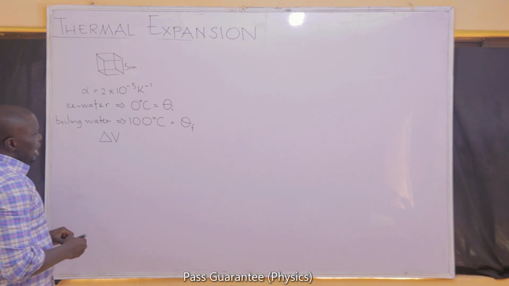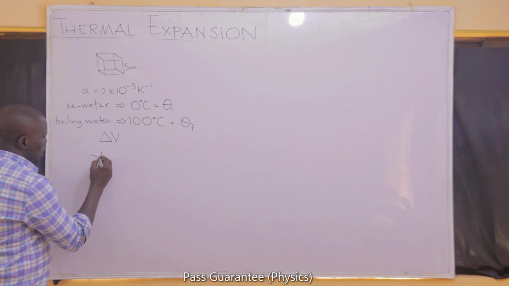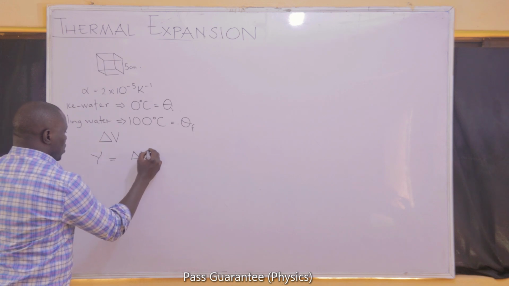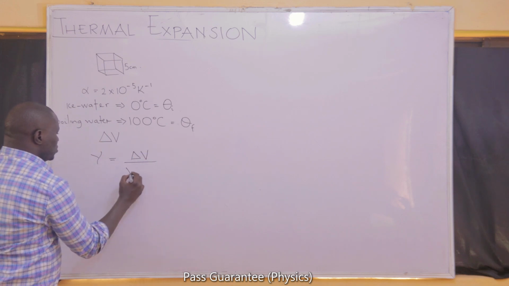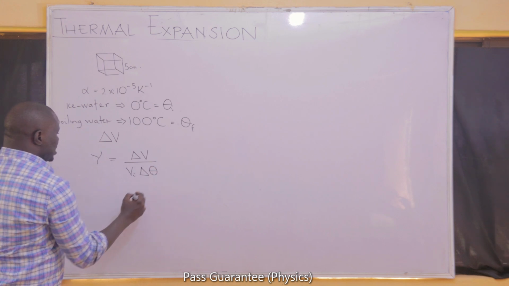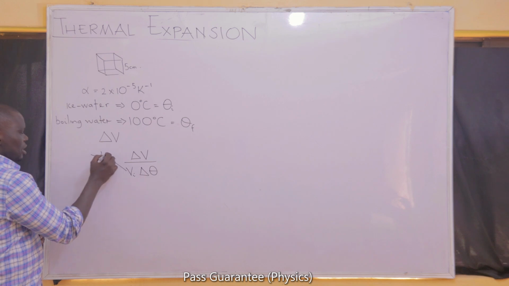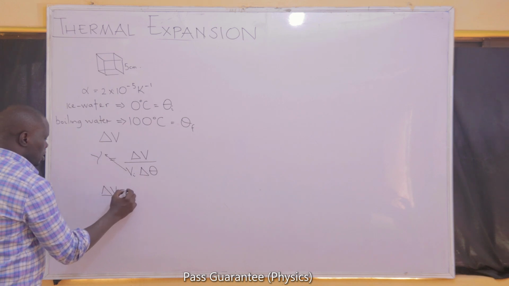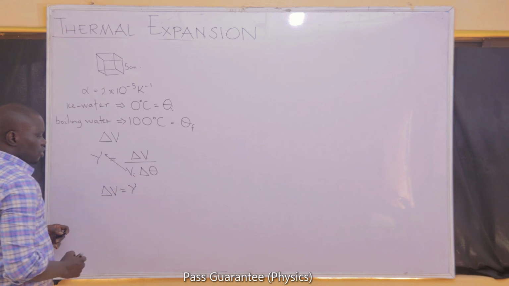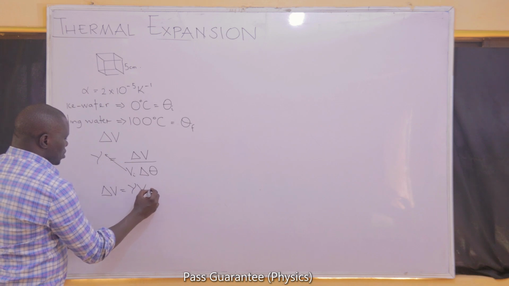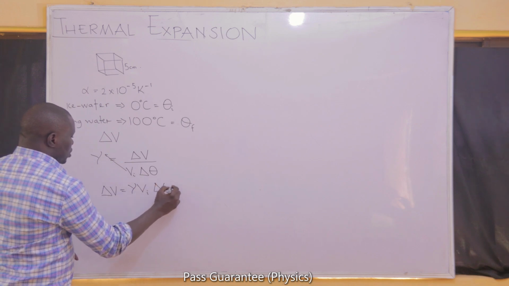So we can write the coefficient of cubic expansion. That should be change in volume all over original volume multiplied by the change in temperature. If that is the case, we can cross multiply. We should have the change in volume becoming the coefficient of cubic expansivity multiplied by the initial volume multiplied by the change in temperature.